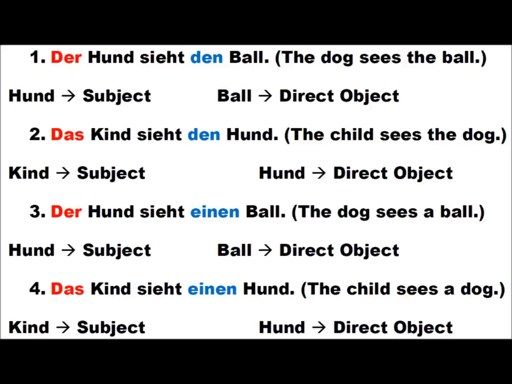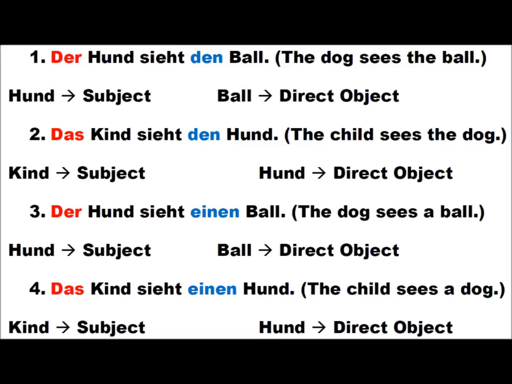Okay? Second sentence. Das Kind sieht den Hund. The child sees the dog. We have a subject and a direct object in this sentence. The subject is Kind, and the direct object is Hund. Okay? Third sentence. Der Hund sieht einen Ball. The dog sees a ball. So we have a subject, Hund, and direct object, Ball. And the last sentence, das Kind sieht einen Hund. The child sees a dog. Kind is the subject, and Hund is the direct object.